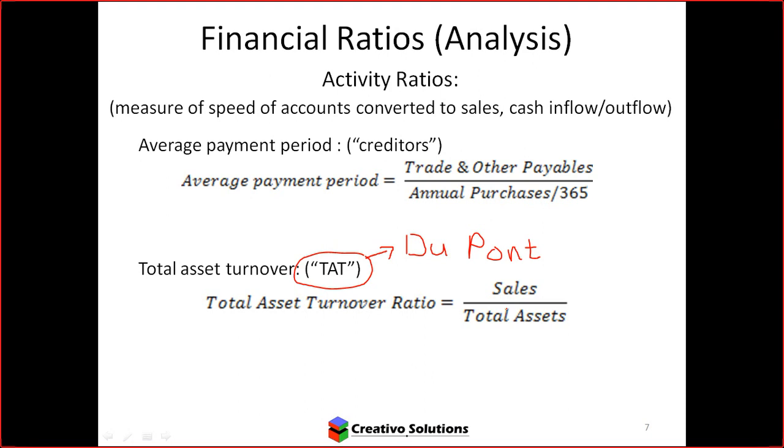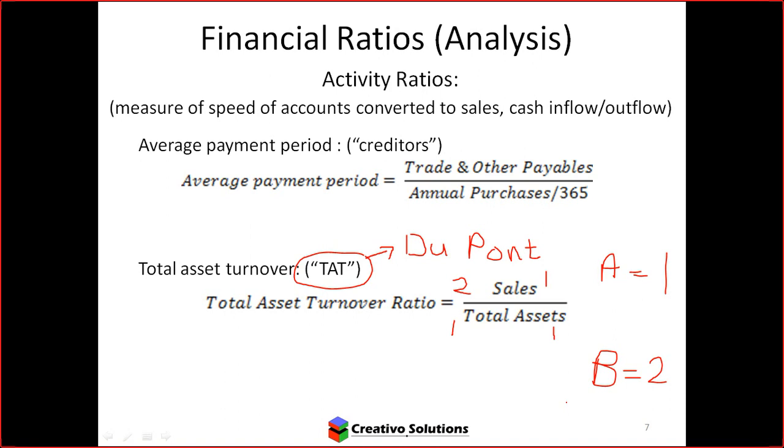Mm-hmm. Okay, so with the total asset turnover, do you want the ratio to be higher or lower? Higher. Yes, the higher the ratio, the better. So let's say I've got a business. Business A has one sale to one asset. What would their turnover ratio be? One. Correct. What happens if I have business B, which has two sales to every one asset? What would business B's turnover be? Two. Which is better? B.